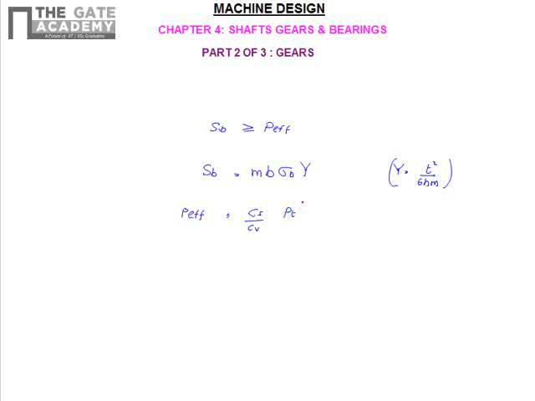And what is PT? If P is the power transmitted, and N is the RPM, then the torque transmitted will be 60 P by 2 pi N, and the P tangential will be torque by D by 2, that will be equal to 60 P by pi N D.